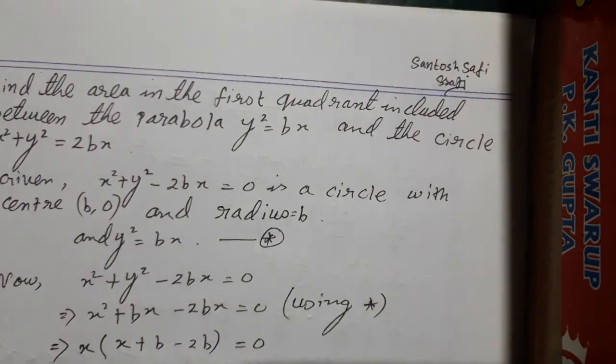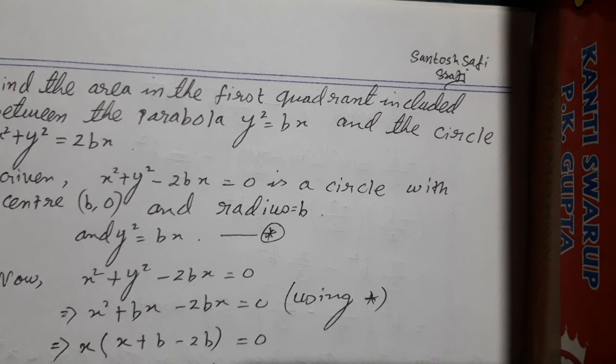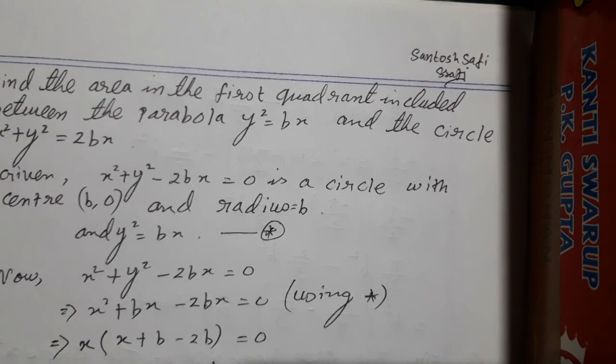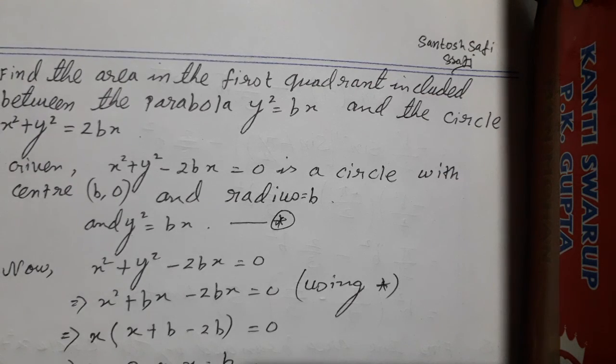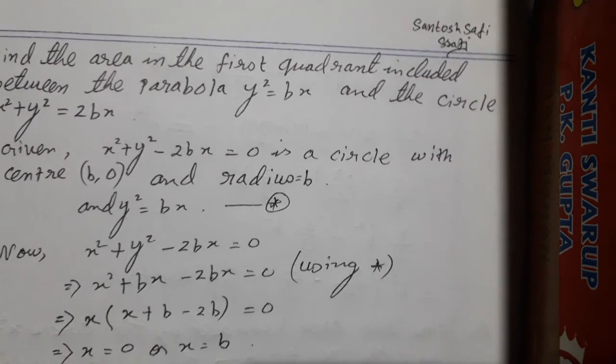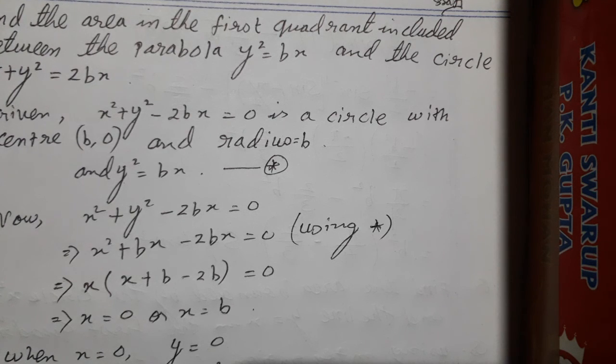In this question, we are going to find the area in the first quadrant included between the parabola y squared equal to bx and the circle x squared plus y squared equal to 2bx. So we have the circle and the parabola. First of all, let us find the point of intersection of these two curves.